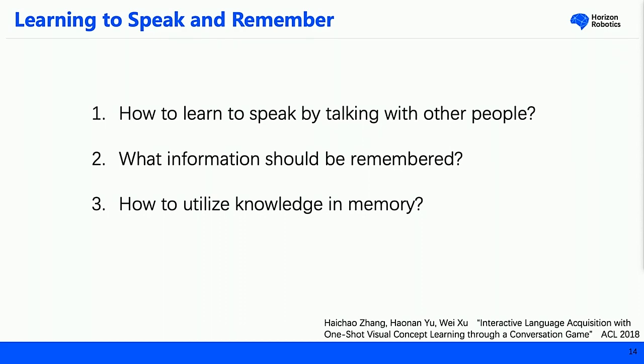Okay, so far we have this agent which is able to understand the language and execute instructions. Another thing we want to look at is whether the agent can actually use language or not. This is the work we published at this year's ACL conference. In this work, we're trying to see whether we can make an agent learn to speak by having conversation with its conversation partner. We also want to study what kind of information the agent can remember during the conversation, and whether it can utilize the knowledge in its memory to help it in the conversation.